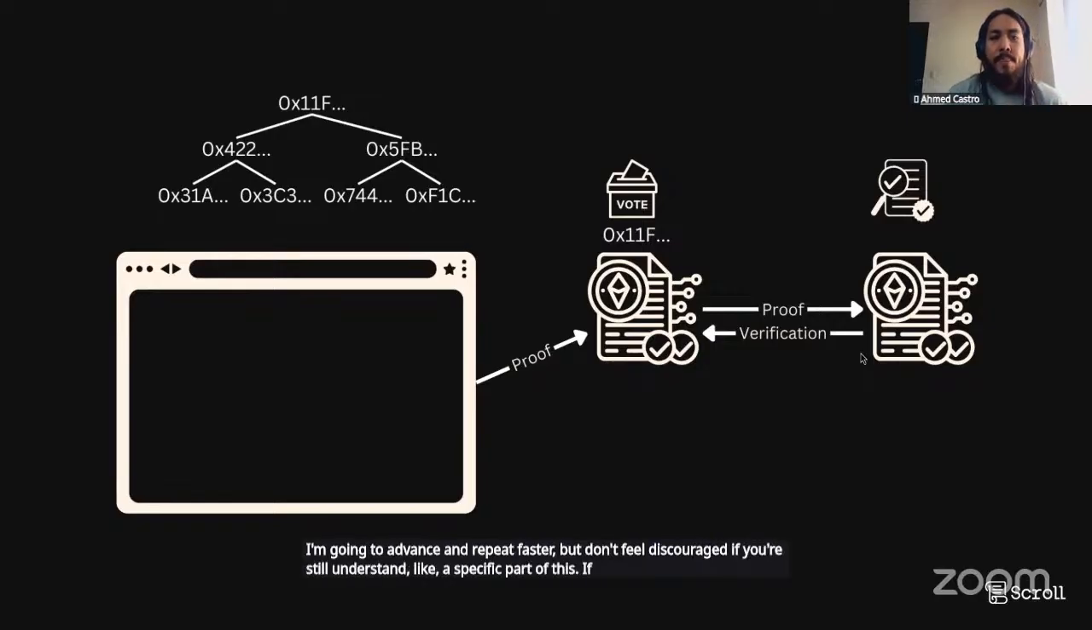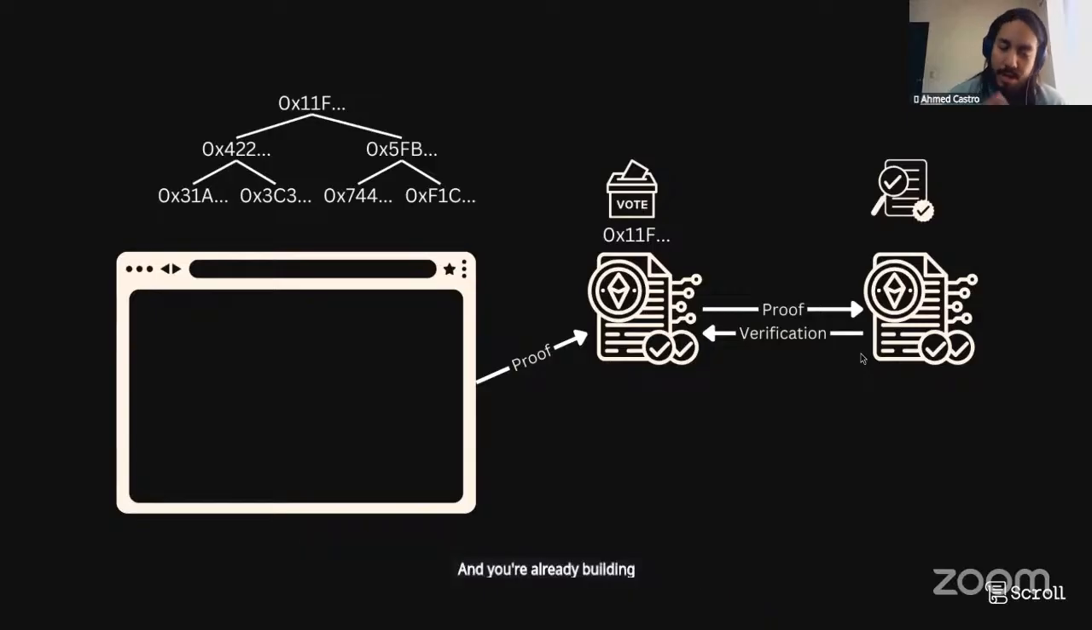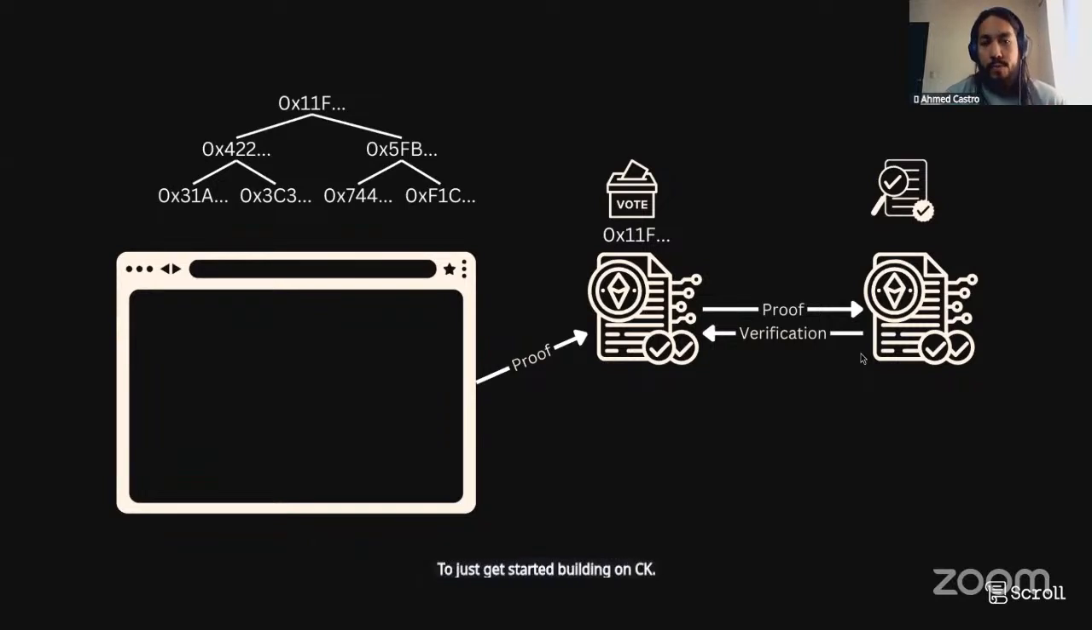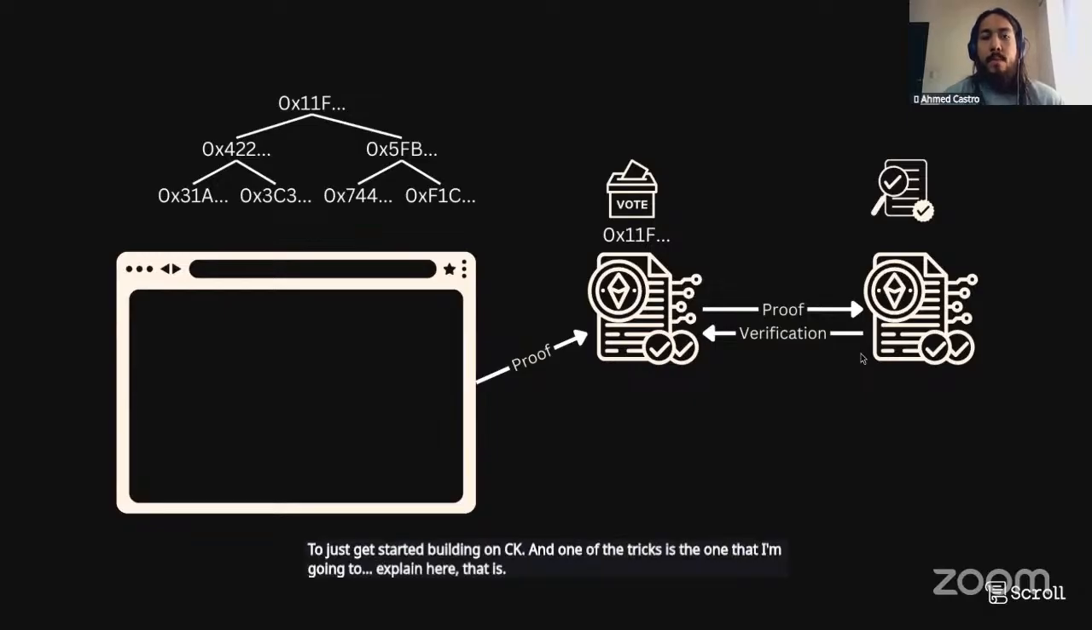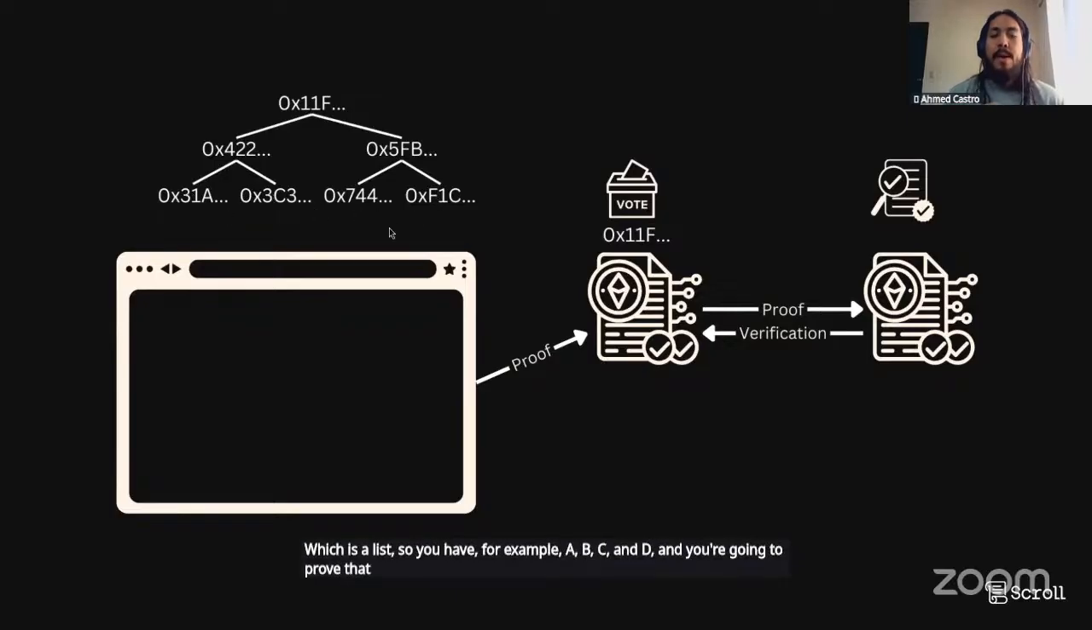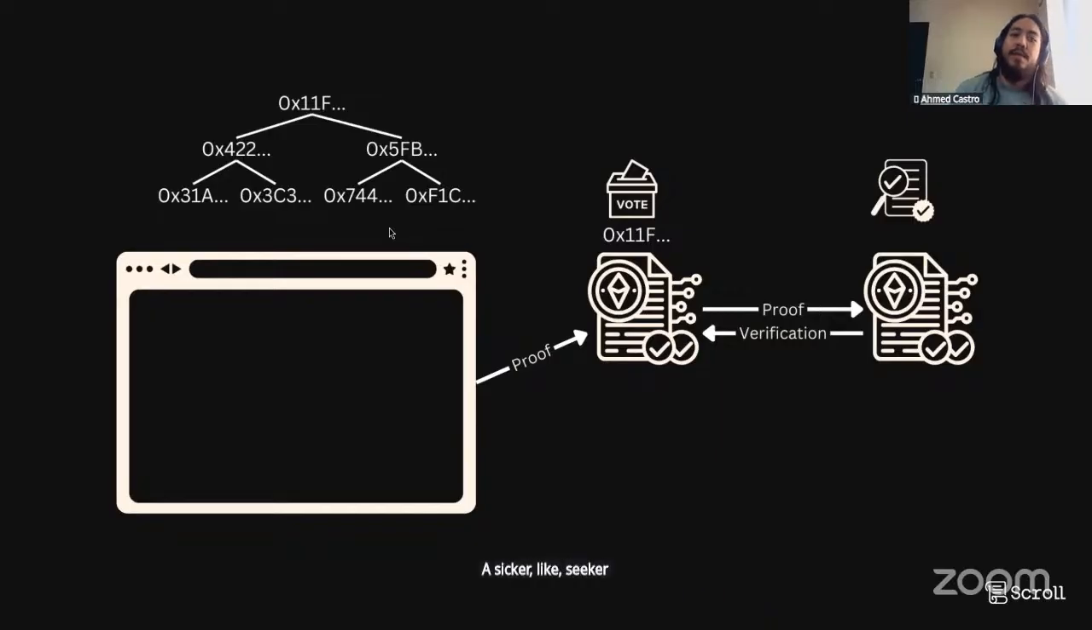If you're a developer and you're already building in Solidity, as I said before, you just have to learn a few tricks to get started building on zk. One of these tricks is the one I'm going to explain here: the proof of inclusion. You have a list, for example A, B, C, and D, and you're going to prove that you're one of these by making a ZK inclusion proof that you're on the list.